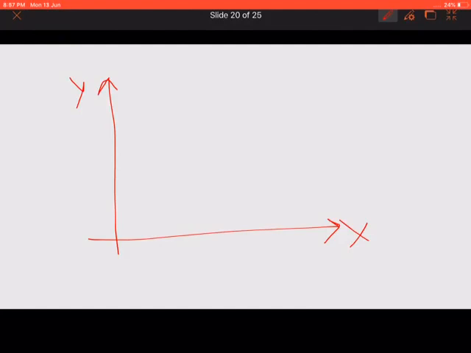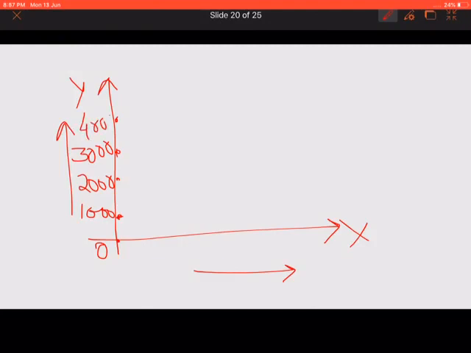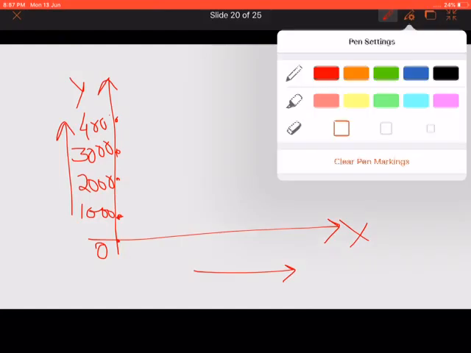Now months are given, and on the x axis I am going to take my months, and on the y axis I am going to take my production. ठीक है. So here I will take it to be 0, then 1000. I am taking the scale of 1000. You can take according to your privilege. 3000, 4000. Okay, let me just draw a big kind of thing.